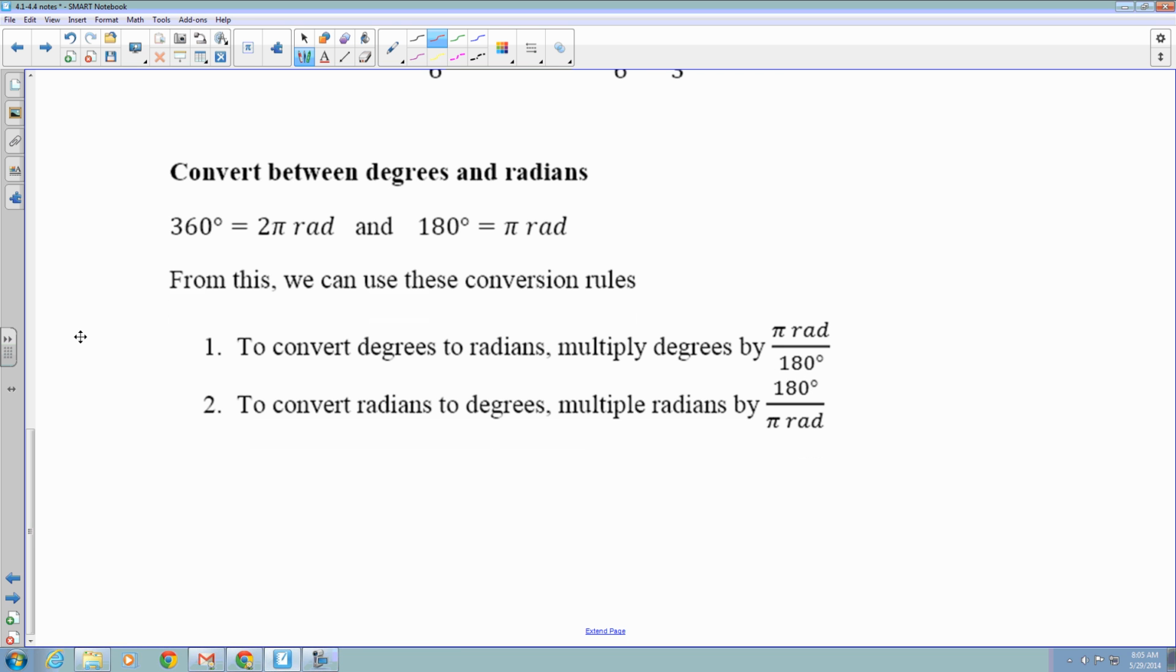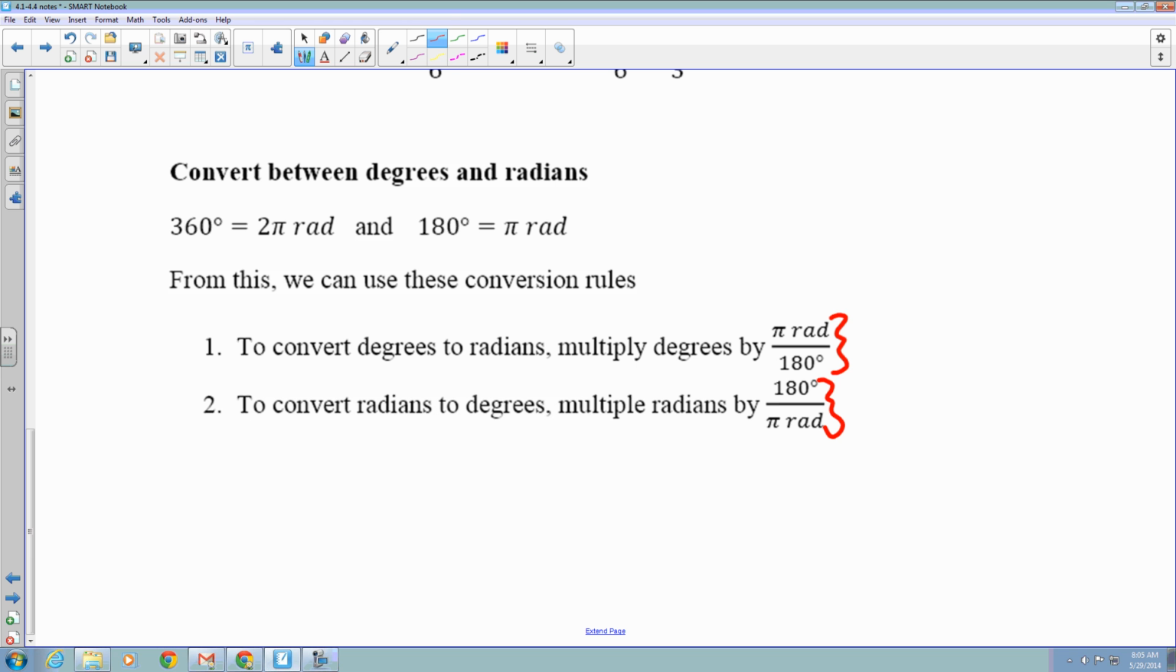If 360 is the same thing as 2 pi and 180 is the same thing as pi, to convert from degrees to radians, you're going to multiply by pi over 180, sorry, for degrees to radians. And from radians to degrees, you're going to do 180 over pi.